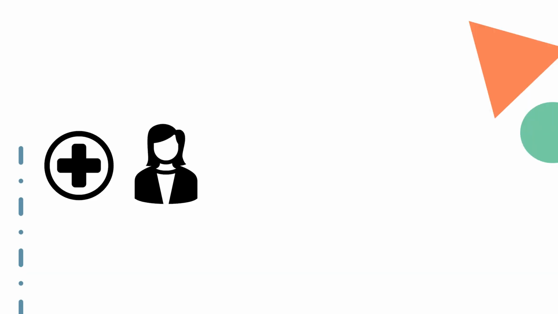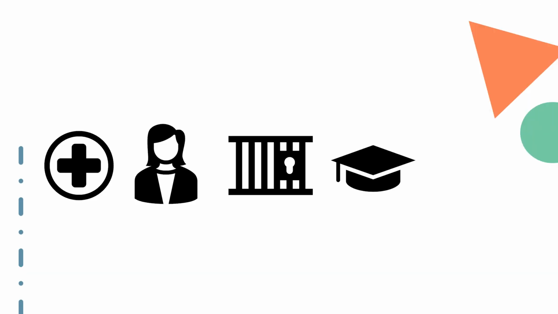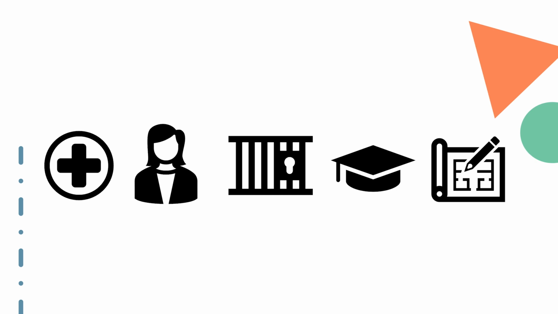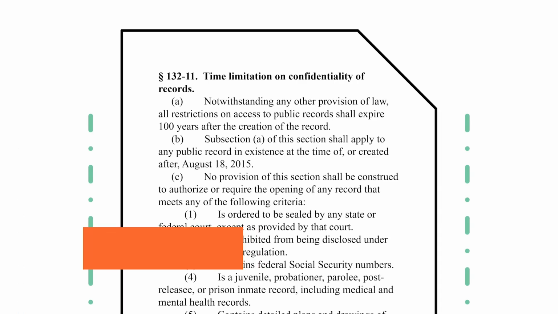Medical records, personnel files, prison records, student records, and blueprints for publicly owned buildings are some of the records that are confidential or contain confidential information. And according to General Statute 132-11, confidentiality for most records expires after 100 years.